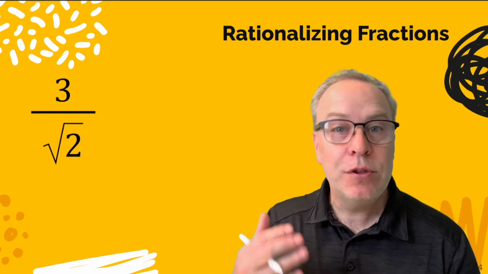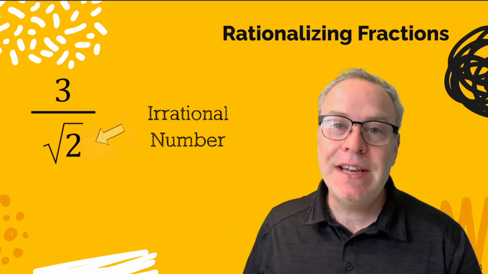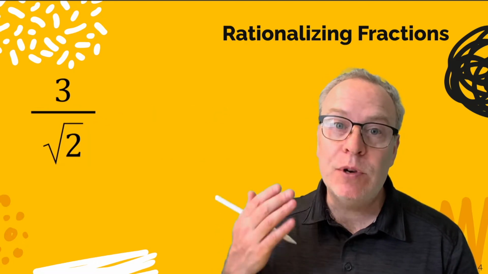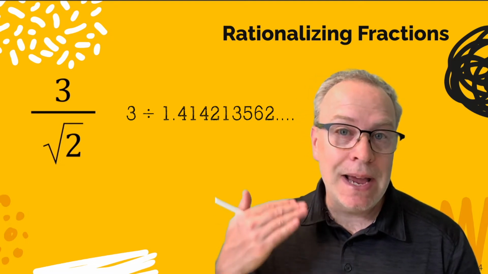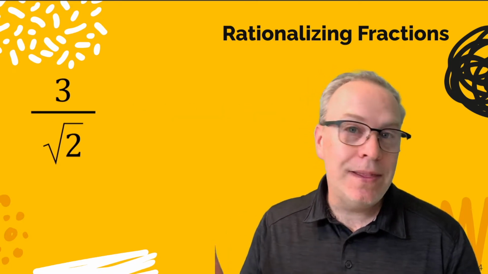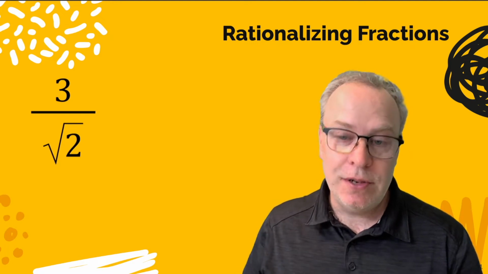See, here you see 3 over the square root of 2. Now we've got a square root in the denominator. That's an irrational number, which is a non-repeating decimal. Now back before computers, it was very difficult to divide an integer like 3 by a non-repeating decimal like the square root of 2. So that's how they came up with this nifty little trick to get rid of the radical under the denominator.